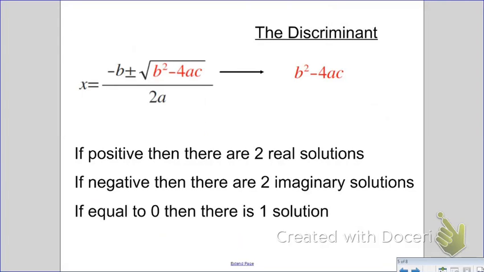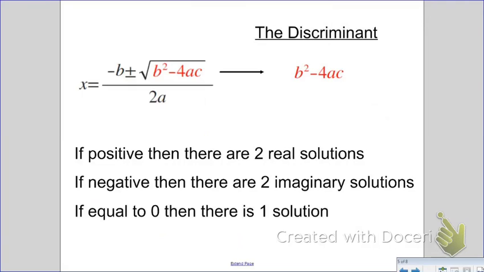Hidden inside the quadratic formula is another little mini formula called the discriminant. The discriminant is a quick and easy way to figure out how many solutions a problem is actually going to have before you actually do any solving. Underneath the square root sign, b squared minus 4ac, that's the formula that will give us the number of the discriminant. Now, we analyze the discriminant.